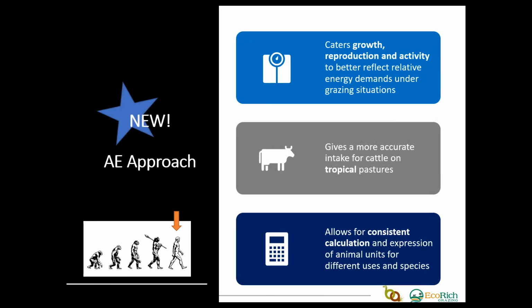So the new approach is able to cater for a whole range of things that the system that we've used in the past hasn't been able to. It's able to cater for growth, reproduction and activity so that it better reflects the relative energy demands of animals under grazing situations. It gives us a much more accurate intake for cattle on tropical pastures, and it allows for the consistent calculation and expression of animal units for different uses and for different species. So to take you through some more detail now, I'm going to hand over to Ian.